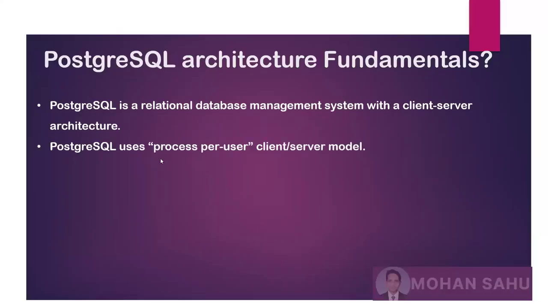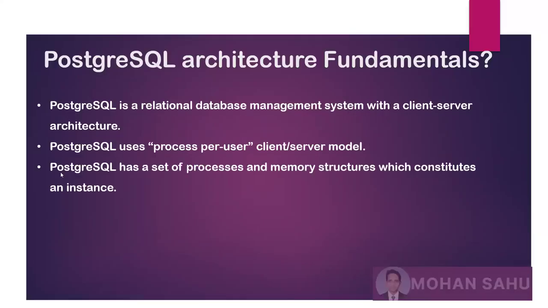PostgreSQL uses a process-per-user client-server model. In Postgres, when a user connects, it will be assigned a process, and this process will be active until the user disconnects, or maybe until Postgres restarts. So this is one process per user.